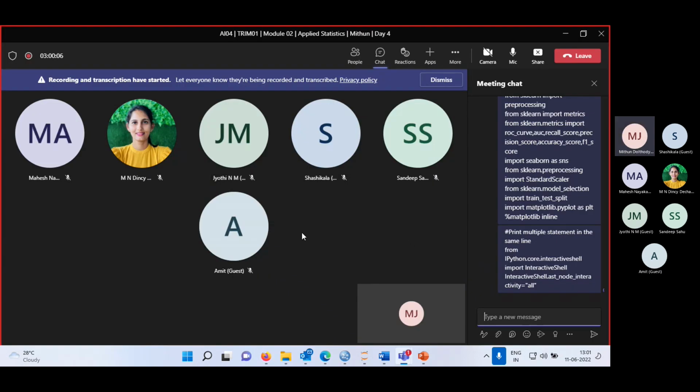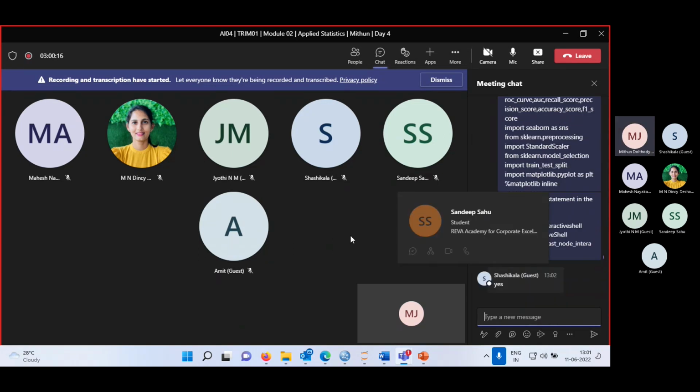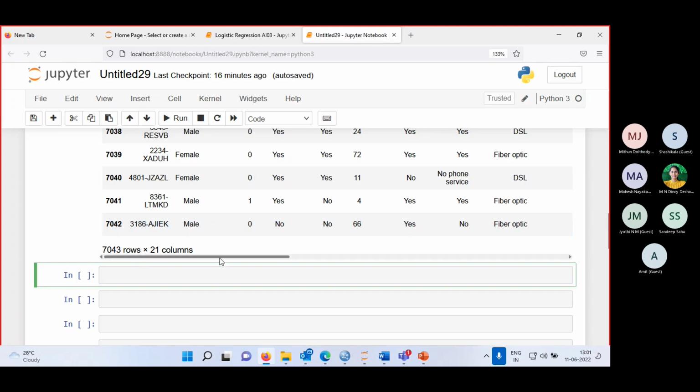Shashikala, Sandeep. Have we been able to? Oh, Sandeep, okay. Jyoti, she's part of AI, is it? Was she there in the first 3 days? I don't think she was there.